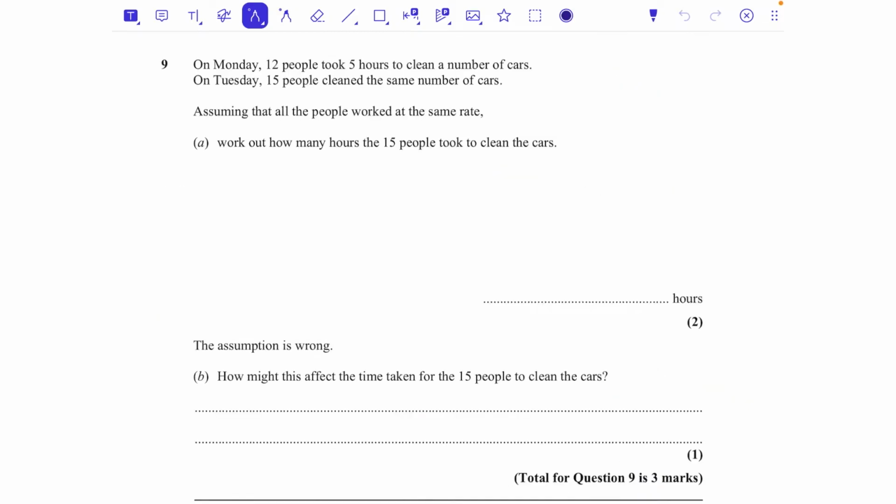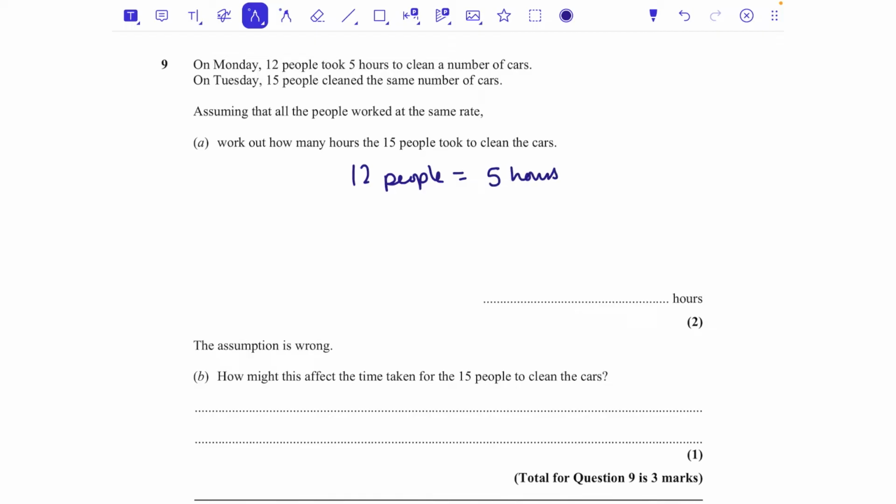On Monday, 12 people took 5 hours to clean a number of cars. On Tuesday, 15 people cleaned the same number of cars. Assuming that all the people worked at the same rate, work out how many hours the 15 people took to clean the cars. So the key with this question, this is proportion, is to work out what about if there was one person. So I'm going to start by writing 12 people equals 5 hours.